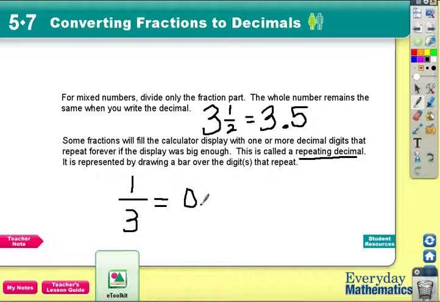So you can write equals 0.3333 on and on. Or you could just write 0.3 with a repeating decimal symbol above it. So it's just drawing a bar over the digit that repeats. Okay? Alrighty, thank you. Go ahead and start your journal page now.